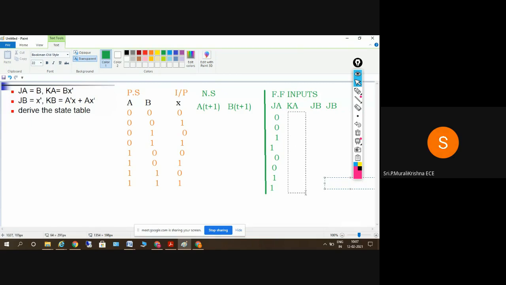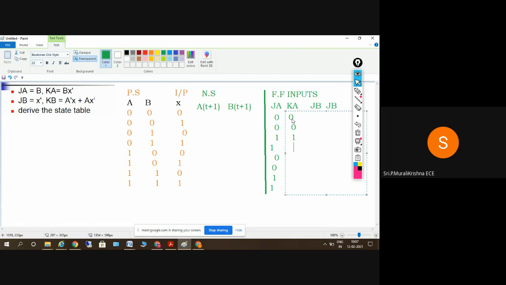What are the values of B X bar? So we have to take the values of B X bar here. B is 0, X bar is 1 here. So hence we'll get a 0. B X bar, 0 into 0, it's a 0. B X bar, 1 into 0 bar, it's a 1. So 1 into 1, it's a 1.